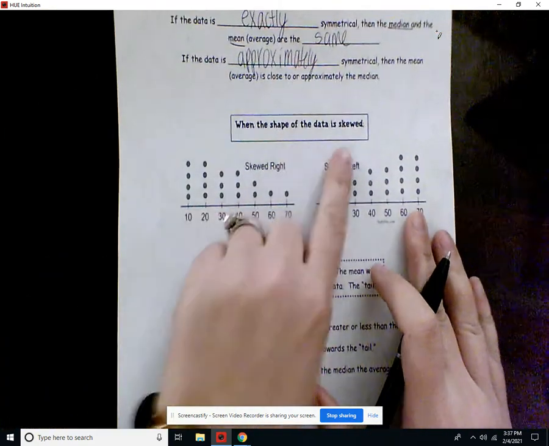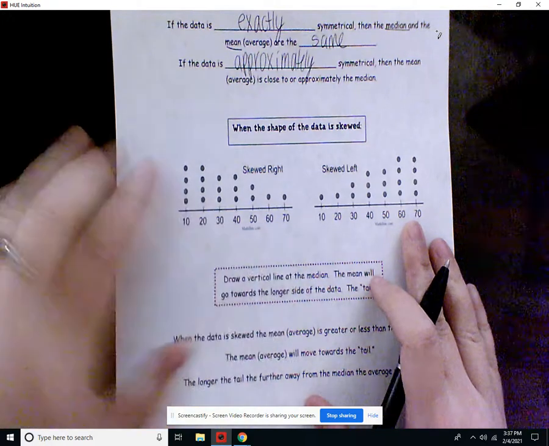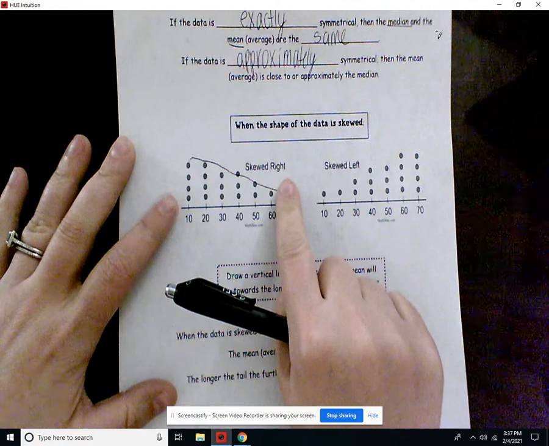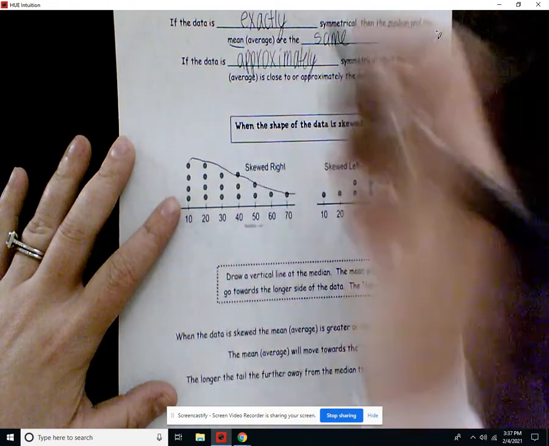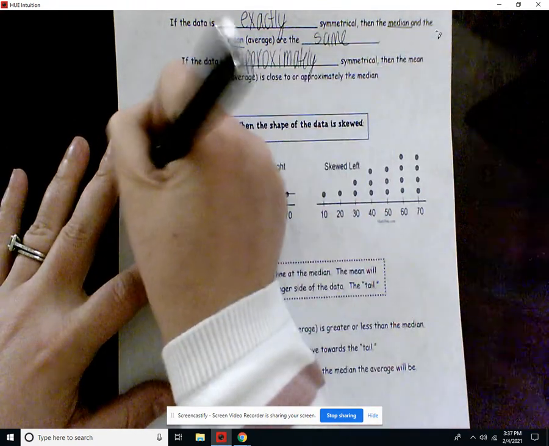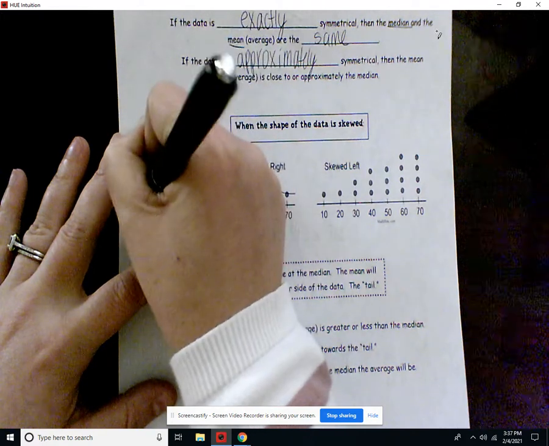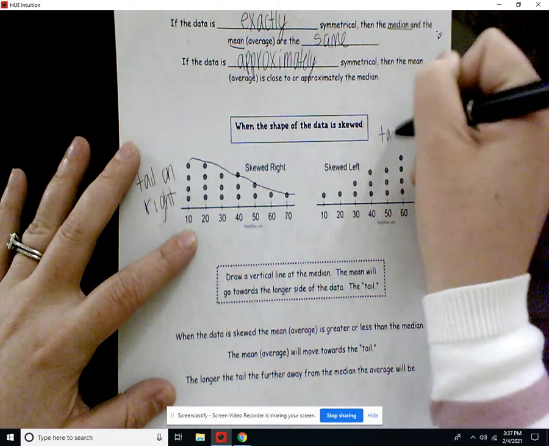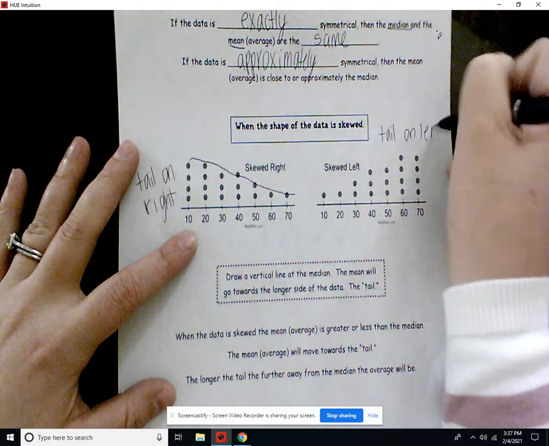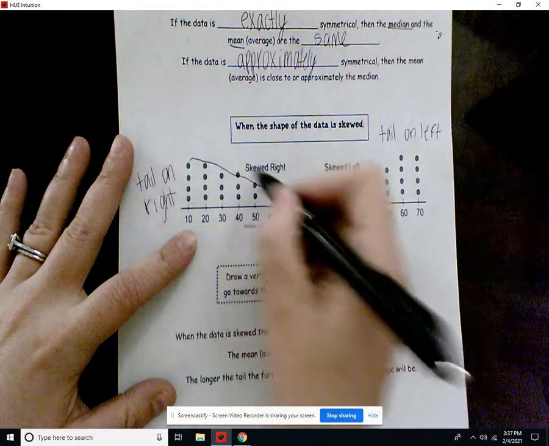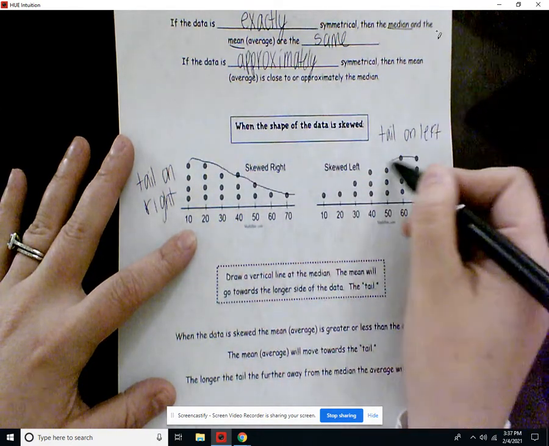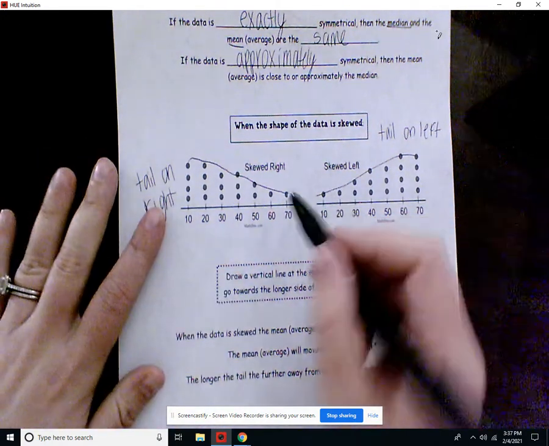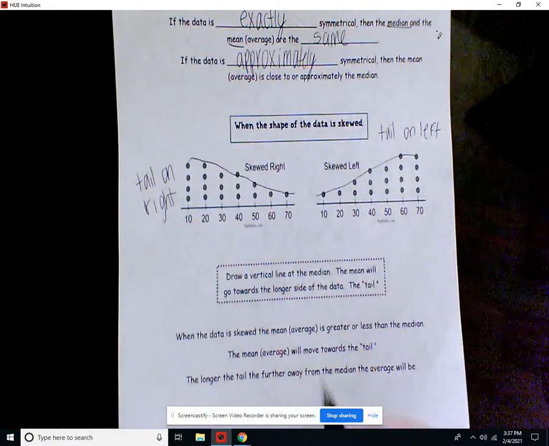When the data is skewed, there is skewed right and skewed left. The way that I remember it is that skewed right has a tail on the right, and skewed left has a tail on the left. What I mean by tail is where it gets real skinny. Do you see how these data get real skinny at the end? That's what we call a tail of the data. Where the tail is on the right, it's skewed right. Skewed left is where the tail is on the left.